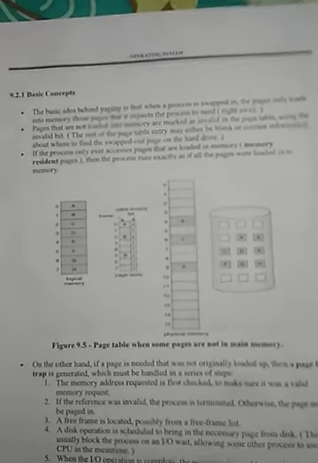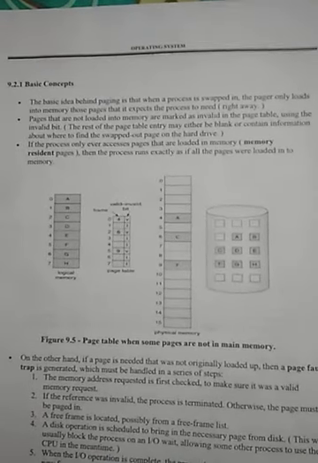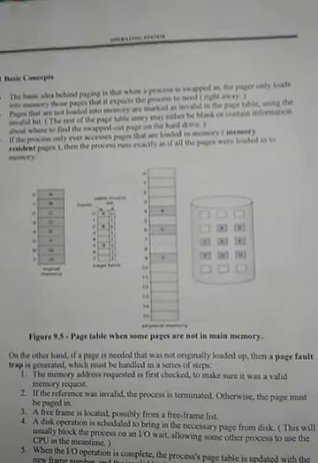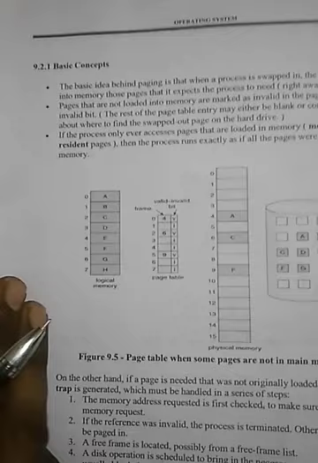Next, in demand paging, the page table when some pages are not in main memory. We are discussing the paging concept, and in paging we discuss the page table. So what is a page table? Before that, what is paging? In paging, the main memory is divided into a number of frames and pages, and the CPU provides a logical address. The logical address consists of frames. This is the logical address.